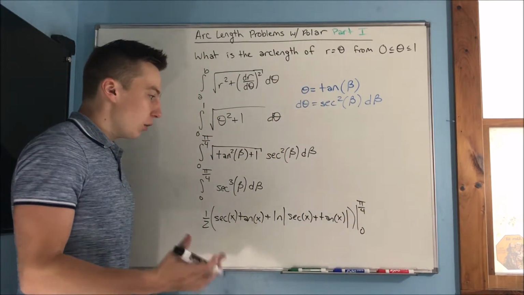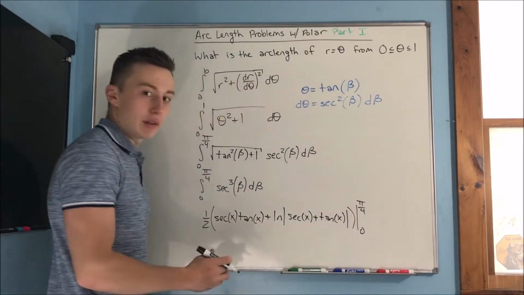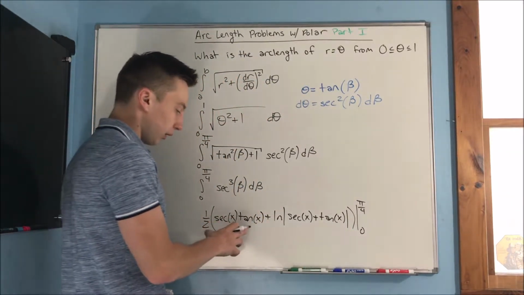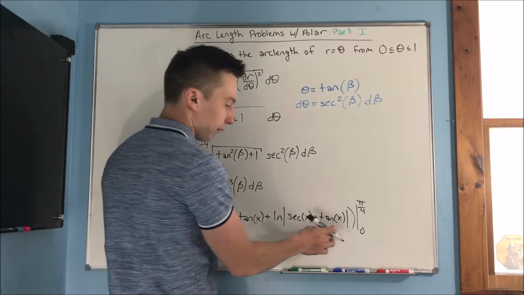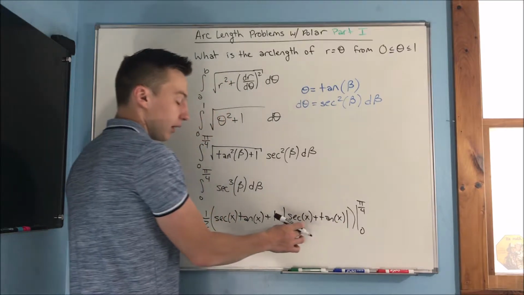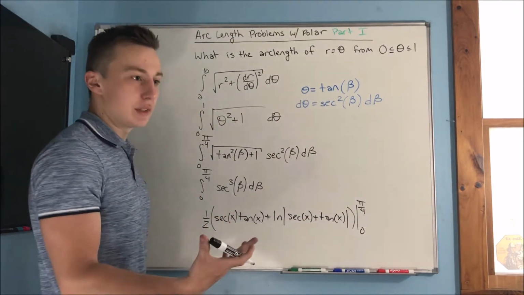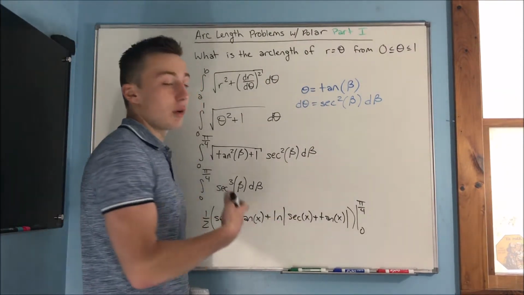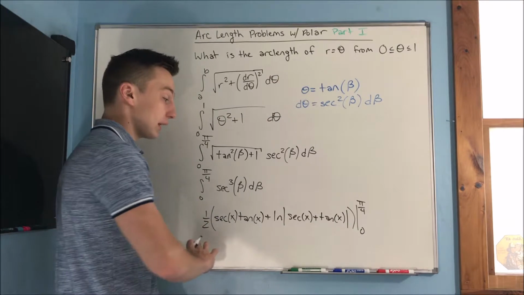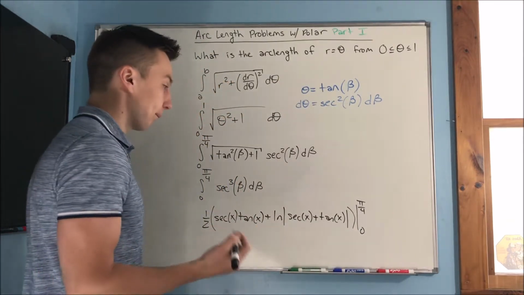All right, when you do your evaluation, well, first off, is that 0 going to kill everything off? Well, it'll make this piece 0 right here. And, well, it'll make this 0, natural log of secant of 0. Well, secant of 0, that's 1 over cosine of 0, which is 1. So you're going to get a natural log of 1. That's 0. So 0 does actually kill everything off here. So we only need to worry about pi over 4.